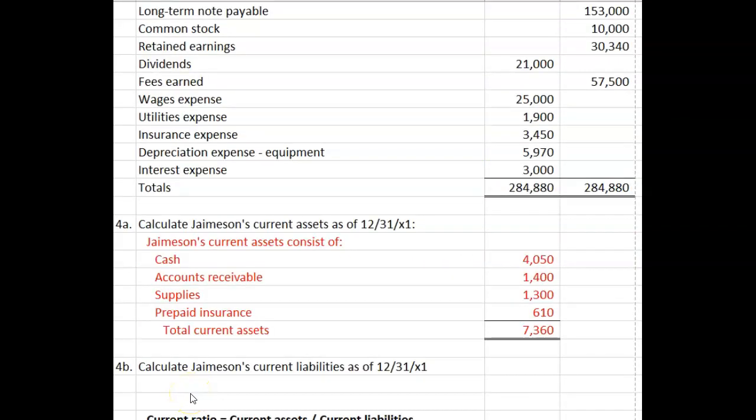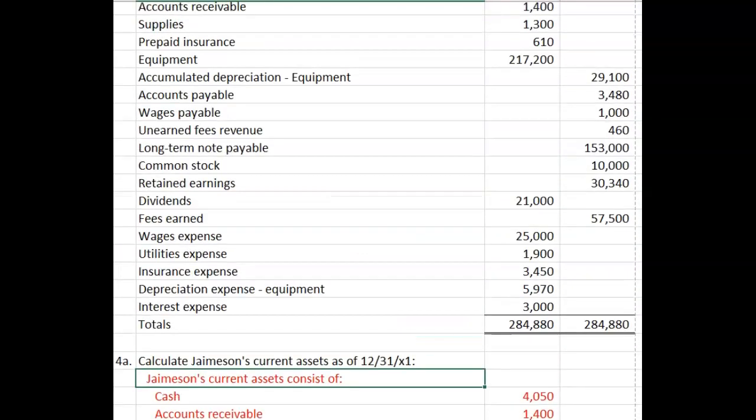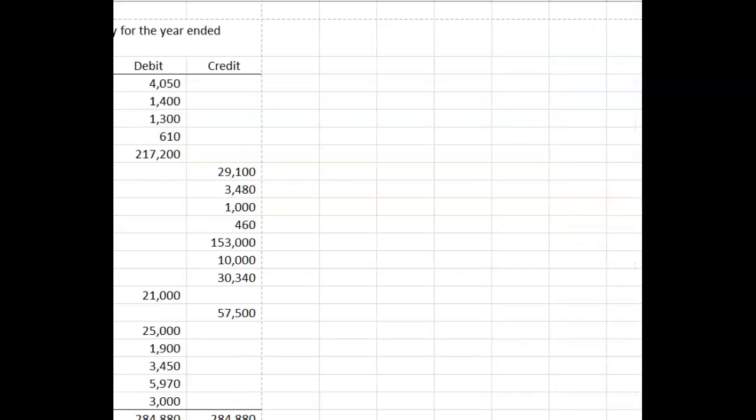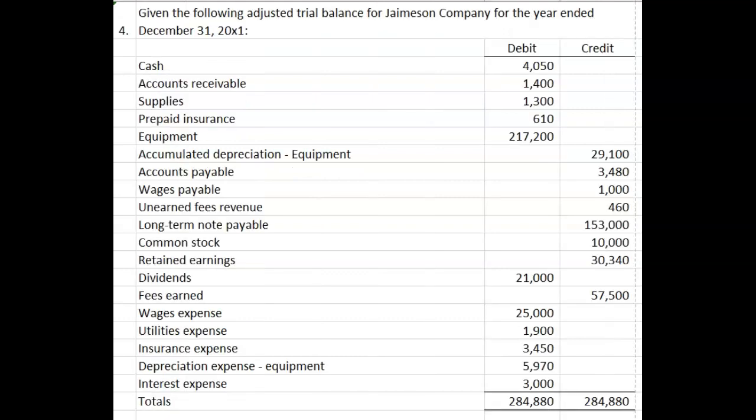Now please calculate Jameson's current liabilities as of December 31st, X1. Again, use this trial balance to calculate Jameson's current liabilities. Please pause the video to do your calculations, then start the video again to check your answer.